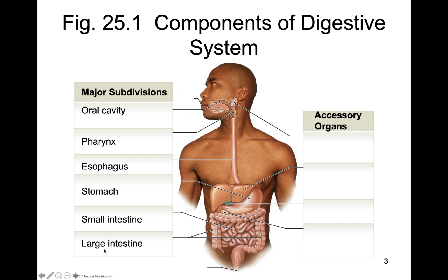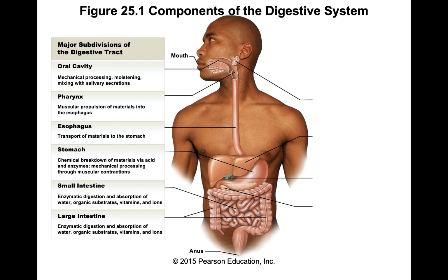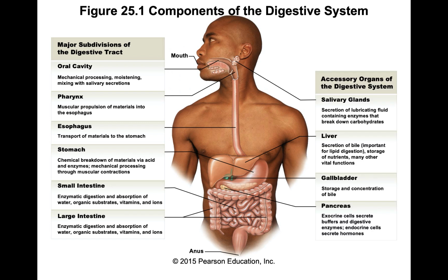Your large intestine is actually shorter than your small intestine, so I'm going to talk about that a little bit. And then your accessory organs are your salivary glands and your liver, gallbladder that's going to store the bile, and pancreas. Okay, so this slide is showing you the name of the different parts of the digestive tract, and it's telling you the function of that digestive subdivision.